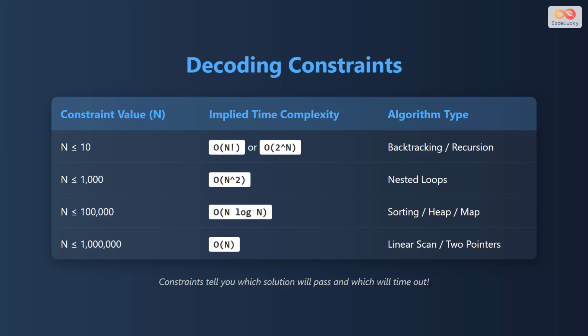Constraints are not just rules, they are hints. They tell you the required time complexity. If n is small, like 10, recursion is fine. If n is 100,000, you likely need a linear or log-linear solution. Use the constraints to choose your algorithm before you even start coding.